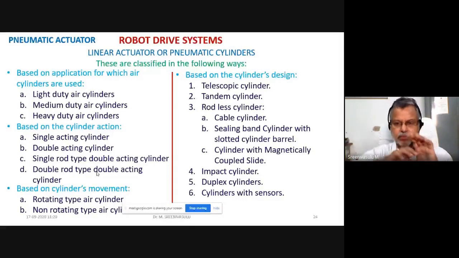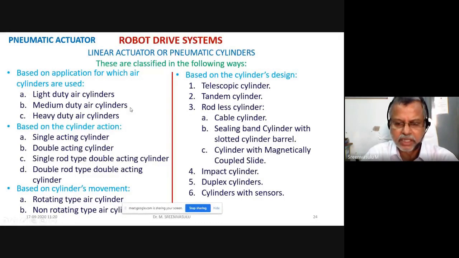Telescopic, like a camera. What happens when you have a zoom camera? In between one shaft there is another shaft, and in that again there is another shaft, because of which you can bring it out. And rodless tandem type, you will see such an arrangement in IC engines. In rodless, there will be no rod at all. Only the piston will be there. That piston movement happens because of the support of magnetic coupling, as you can see here, a magnetically coupled slide, and of course cable cylinder.